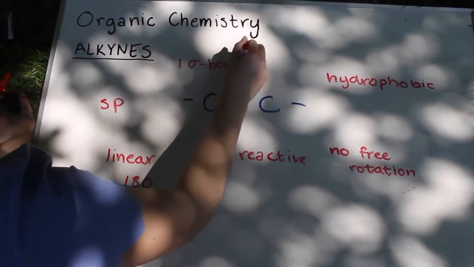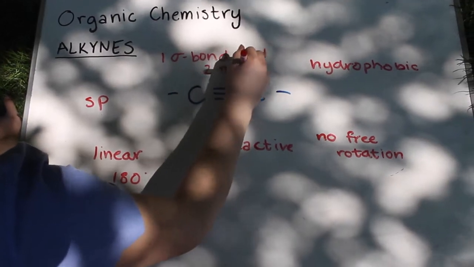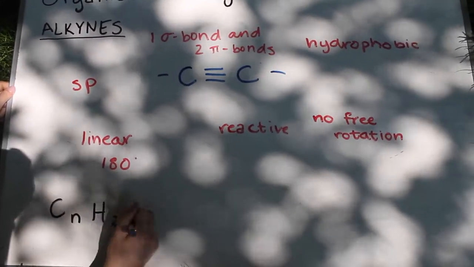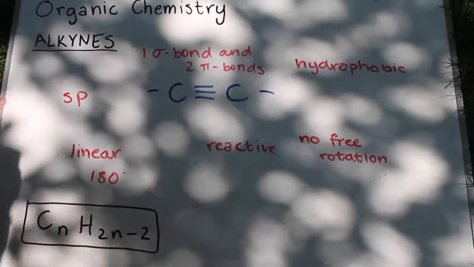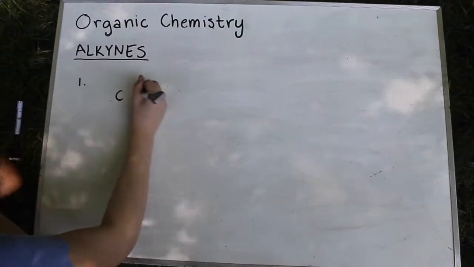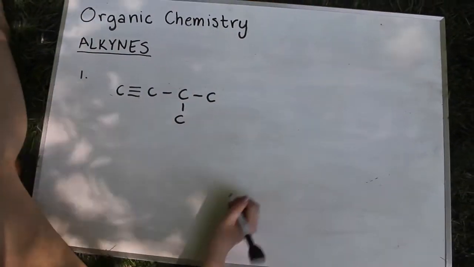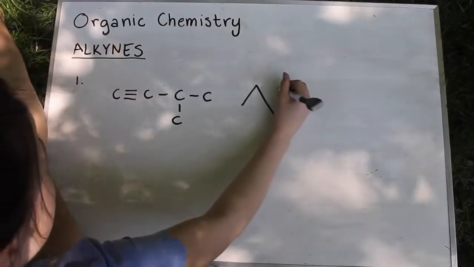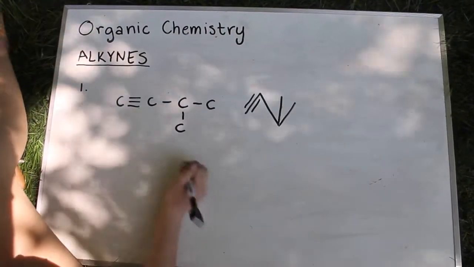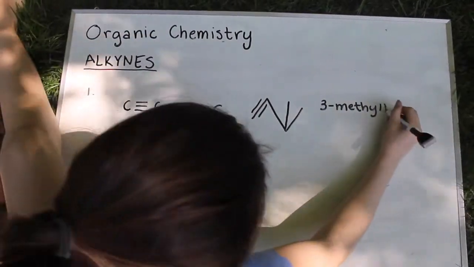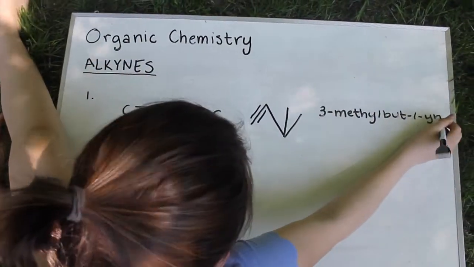Now let's try naming some alkynes. The IUPAC naming for alkynes is very similar to alkenes, except instead of the suffix -ene, when there are 3 bonds, we use the suffix -yne. Here are some examples. By counting the longest carbon backbone, we know that this is butyne. The triple bond is on the first carbon, so it's but-1-yne, and there's a methyl group on the third carbon, so the final answer is 3-methyl-but-1-yne.